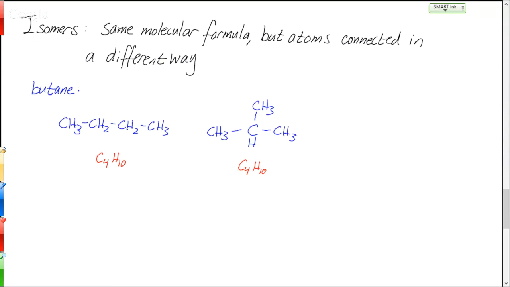We need something that tells us how things are connected. The condensed formula is one way to do that. The line structures would also work for this, because that's what our skeletal formulas would look like for this one. And this one would look like this. But the trickiest thing about isomers, especially with larger molecules, is how do we know if they're the same or they're different?